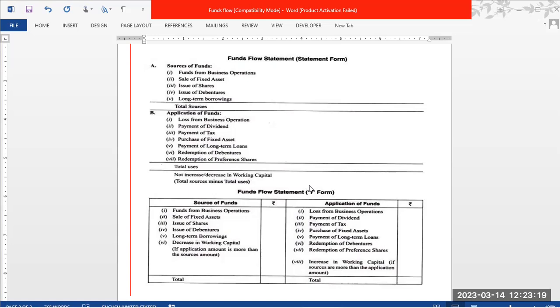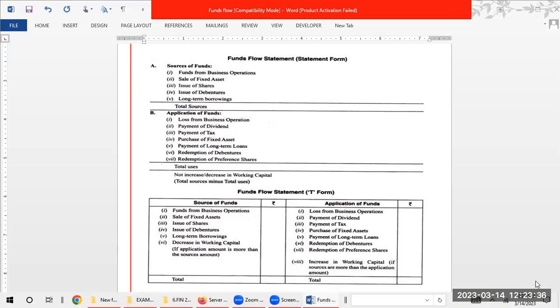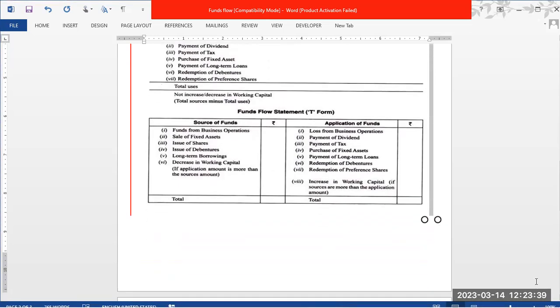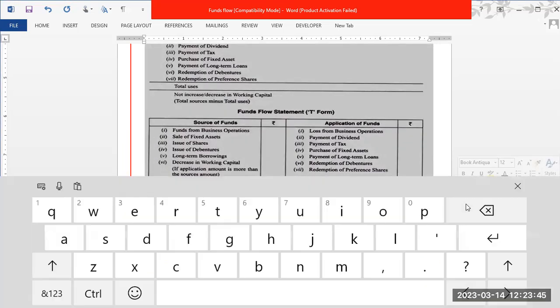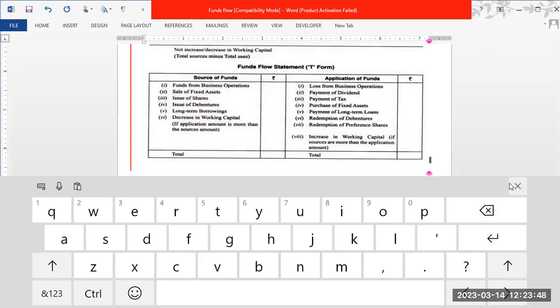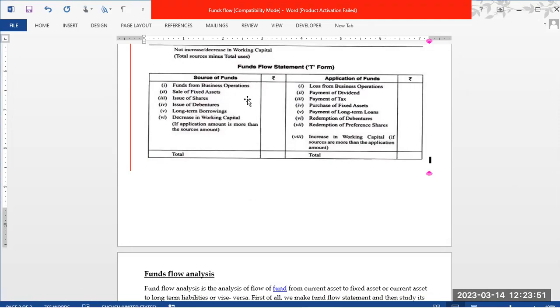So it is either going to be a decrease in working capital or an increase in working capital. That is that format. Let us look at the T format of fund flow statement analysis as a financial statement analysis tool. So in fund flow, in T format, we are going to use this as follows. Number one, we have fund flow. You have to write it on the top center: Fund flow statement, T form.